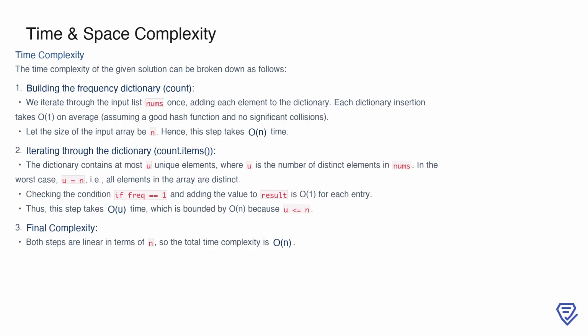Next, we iterate through the dictionary using count.items. The dictionary contains at most u unique elements, where u represents the number of distinct elements in nums. In the worst-case scenario, all elements are distinct, so u equals n. For each dictionary entry, checking the condition if frequency equals 1 and updating result takes constant time. Therefore, this step also has a time complexity of O(u), which is bounded by O(n), since u cannot exceed n. Combining these steps, the total time complexity of the solution is O(n), as both operations are linear in terms of the input size.